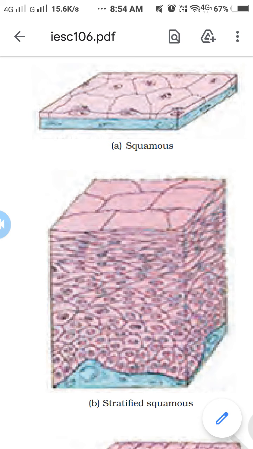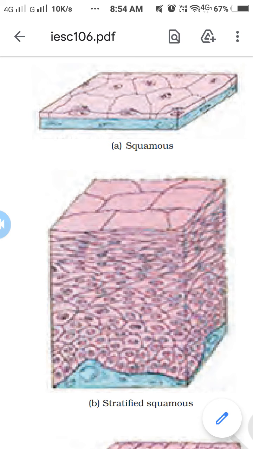Then we discuss the types of epithelial tissues. Depending on their functions, epithelial tissue is subdivided into: first, squamous epithelium; second, columnar; third, ciliated epithelium; fourth, cuboidal epithelium; and fifth, glandular epithelium. First we discuss squamous epithelium.